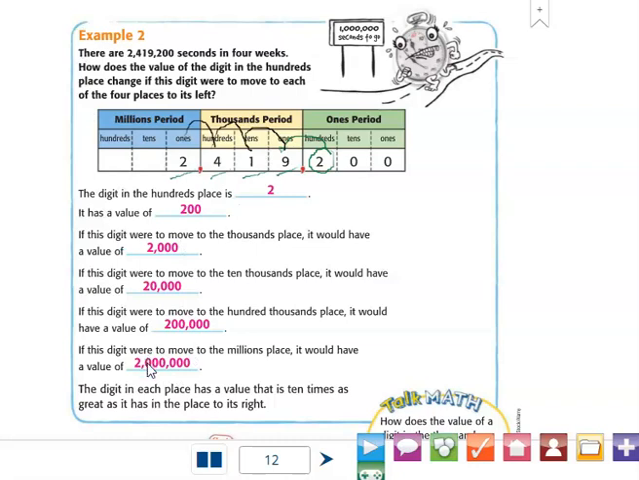Hopefully you got those on your own and you're able to give yourself some stars as you're correcting with your pen.